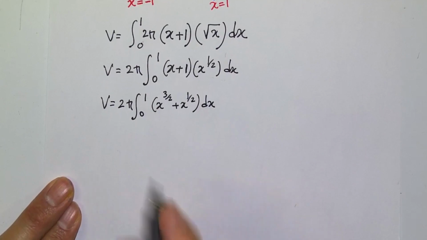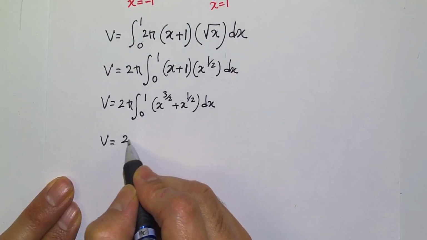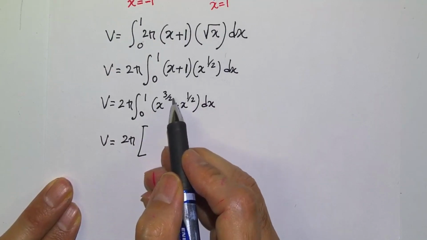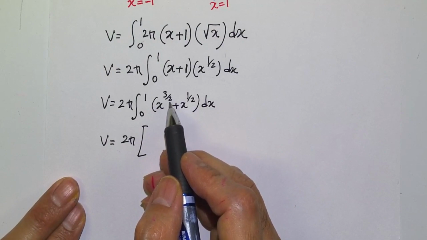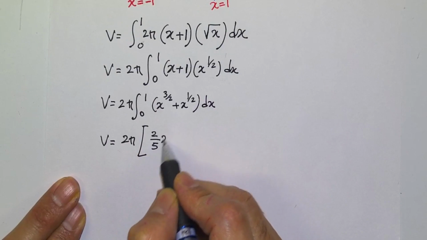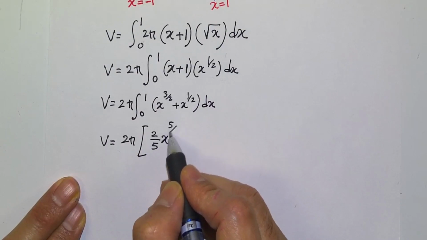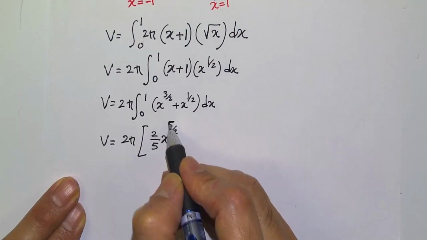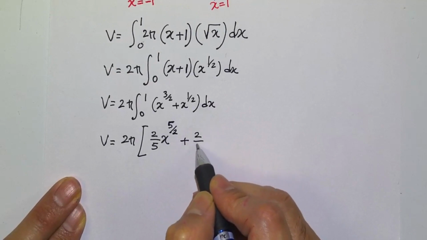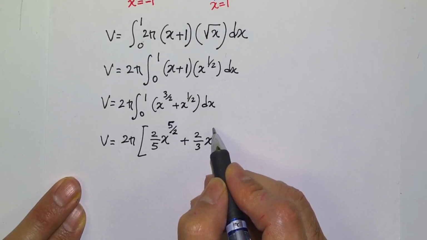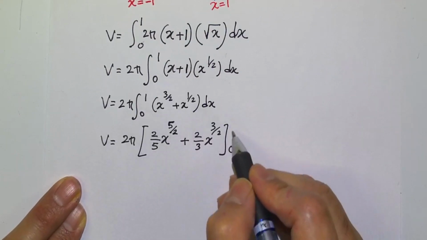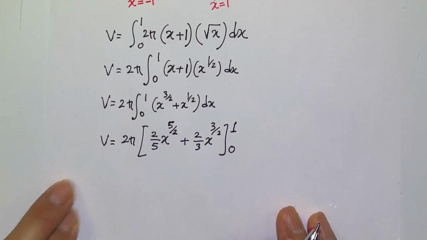Okay. All right, so we have V equals 2 pi, and let's integrate this. 3/2 plus 1 is 5/2, and then divide by that, it would be 2/5 times x to the 5/2 power, and then plus, that would be 3/2, so 2/3 times x to the 3/2 power, and then 0 to 1.